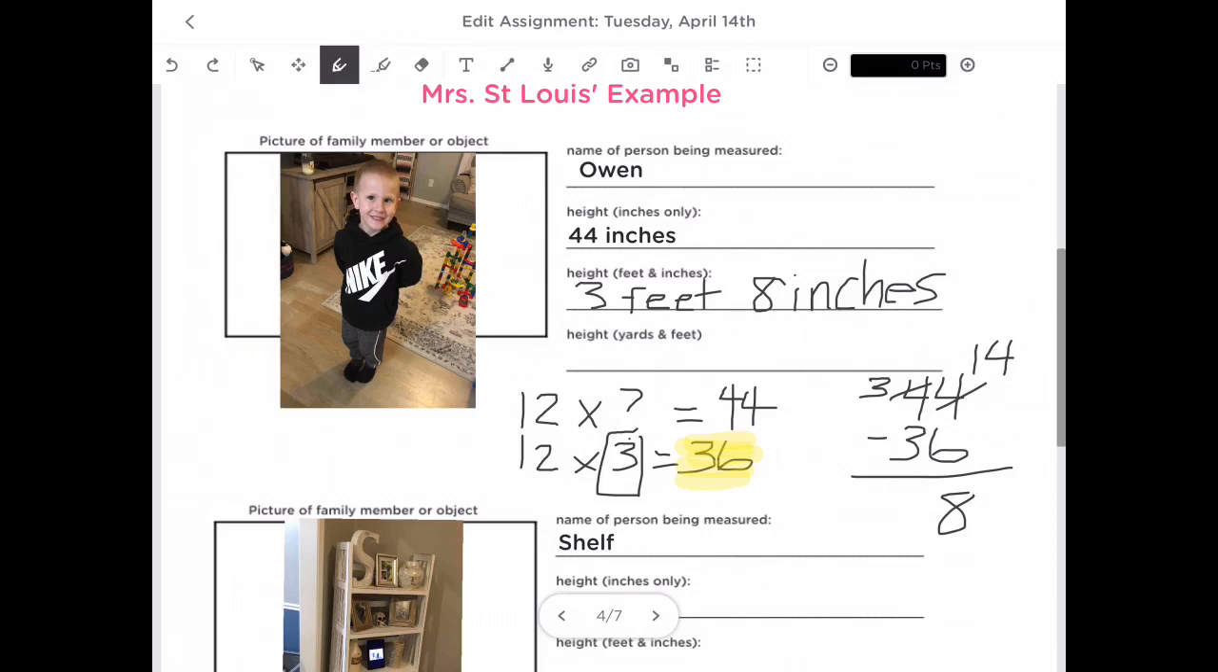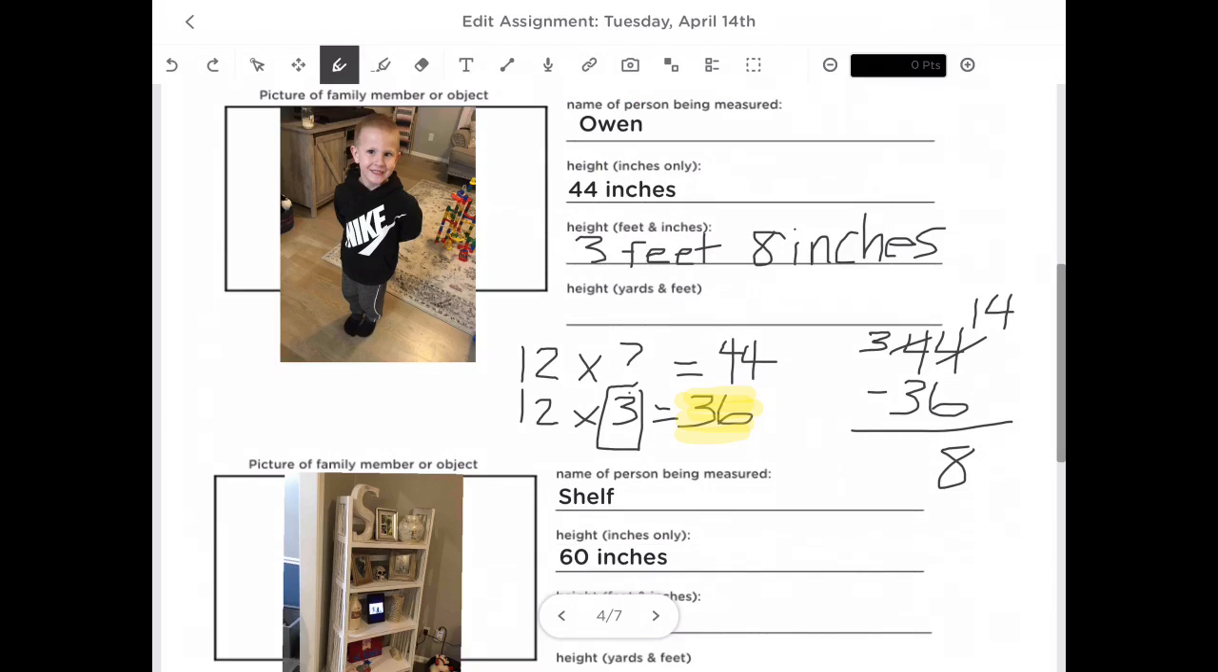You are going to convert that into yards and feet. So 3 feet gives you 1 yard. Okay, so 1 yard. So if we look at Owen's measurement, I already know that 3 feet gives me 1 yard. So I know I'm not going to have more than 1 yard here. So it's going to be 1 yard, but I still don't have quite enough of my remainder as my inches.